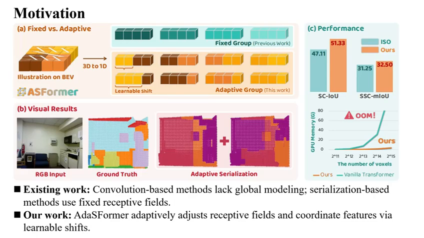To address these limitations, we propose ADA-S-Former, which serializes voxel features into structured sequences and adaptively adjusts receptive fields and coordinate representations through learnable shifts, enabling more flexible and efficient global spatial reasoning.